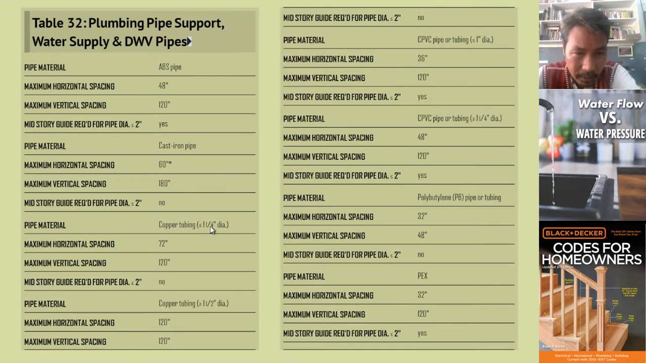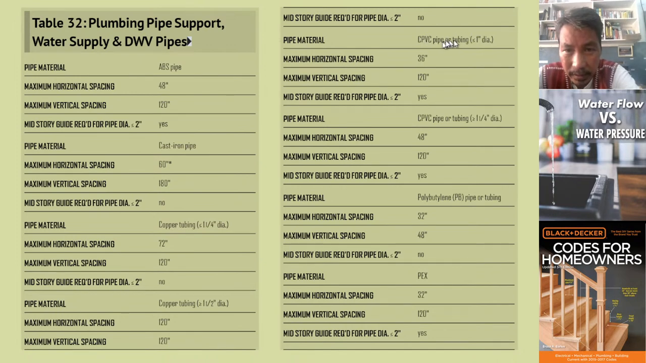Pipe material, third one is copper tubing. You take note, 72. This is 80. This is 180. This is 120. Mid story, we don't need support. Another pipe material, this is copper tubing greater than or equal to 1 1/2 inch diameter. The same copper tubing but bigger size. Horizontal, 120. Vertical, 120.